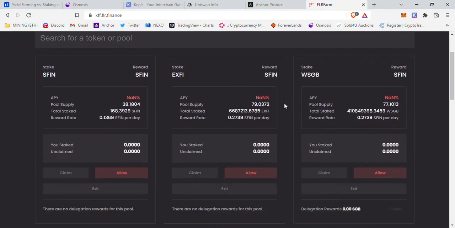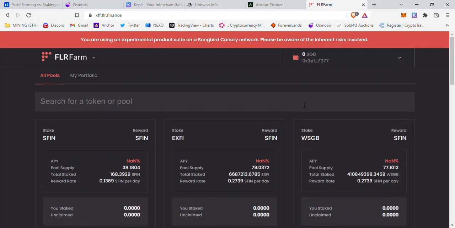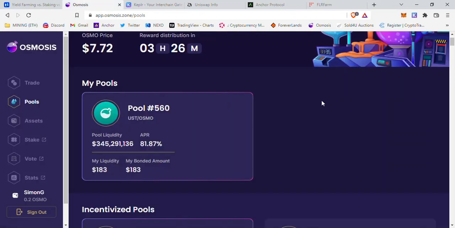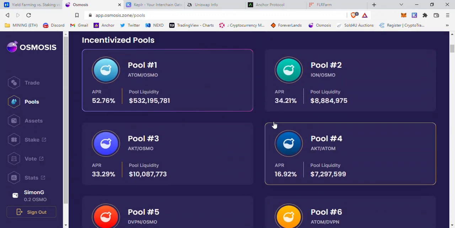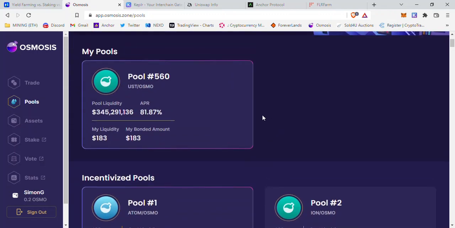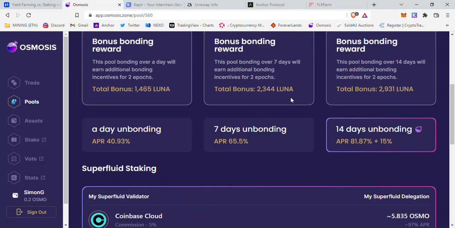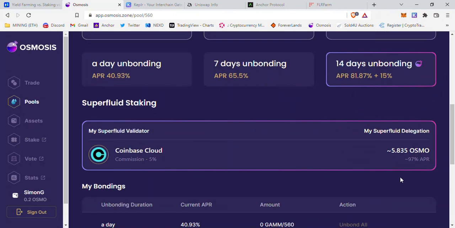There are several other ways you can earn in DeFi, but these are by far the simplest. If you are curious, let's say, how to enter some pools like on Osmosis, this is the simplest platform I've used personally, and I really enjoy it. Lots of high yields right now. As you can see, 81% plus an additional 15 with the superfluid staking, so almost 100% APR.